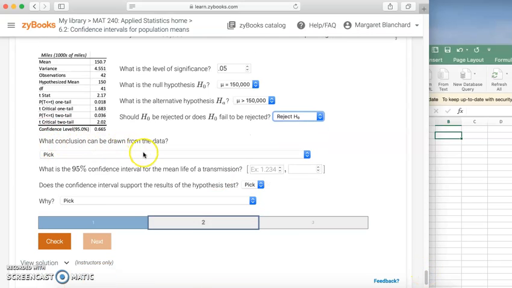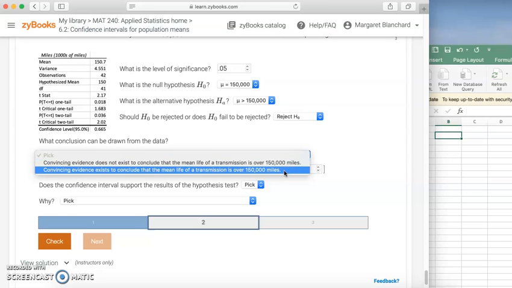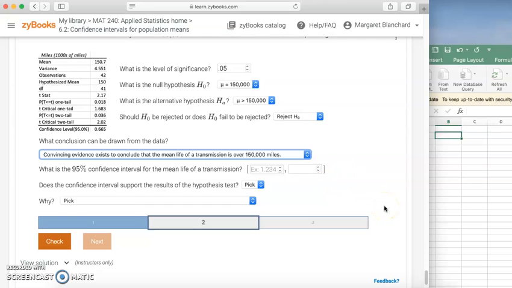So, what conclusion can be drawn from the data? Convincing evidence does not exist to conclude that the mean life of the transmission is over 150,000 miles, or convincing evidence exists to conclude that the mean life of a transmission is over 150,000 miles. Well, since we rejected the null hypothesis, this is what we could conclude.